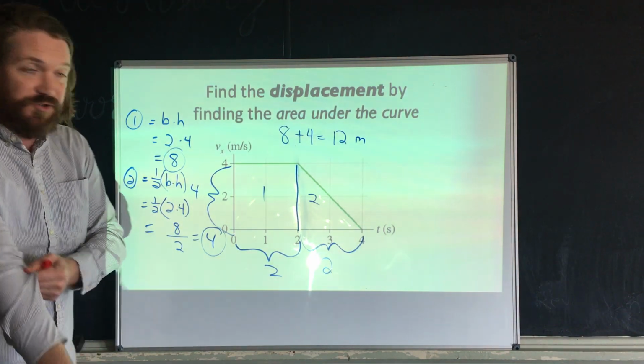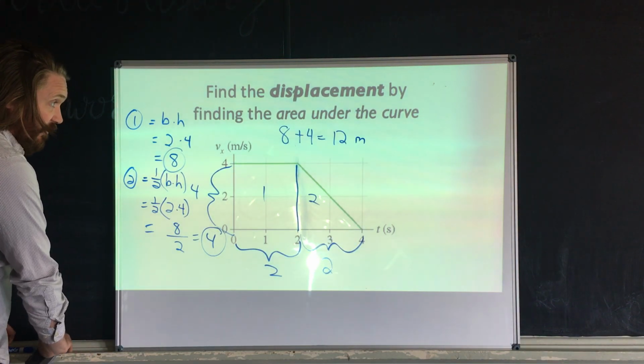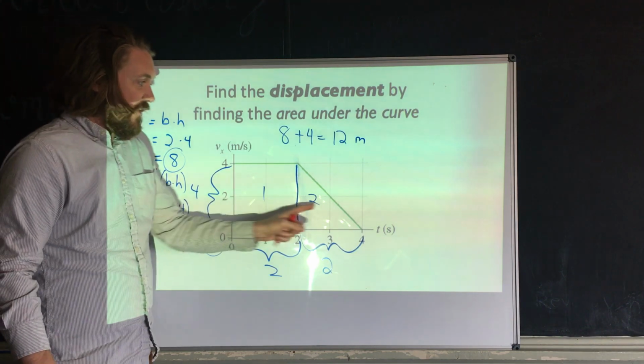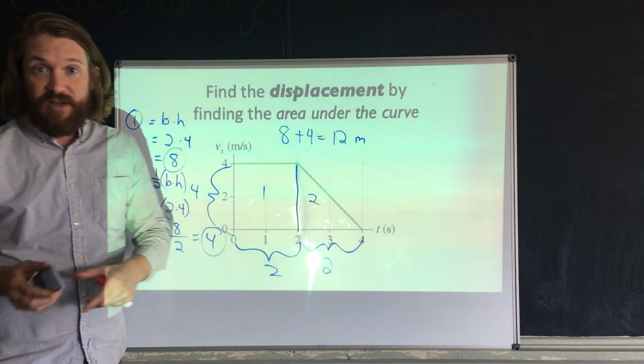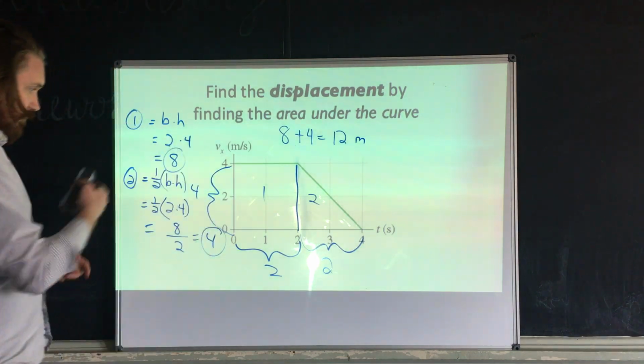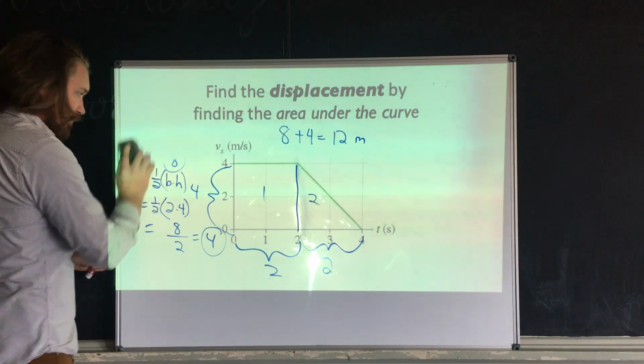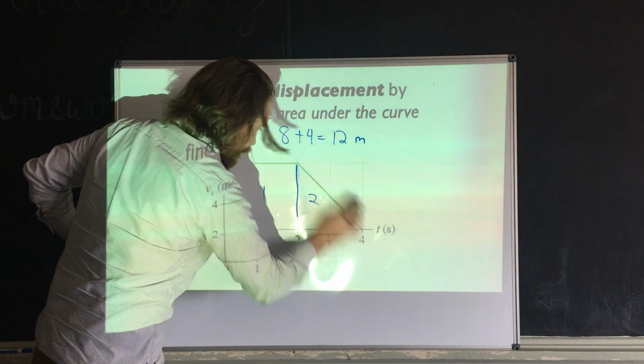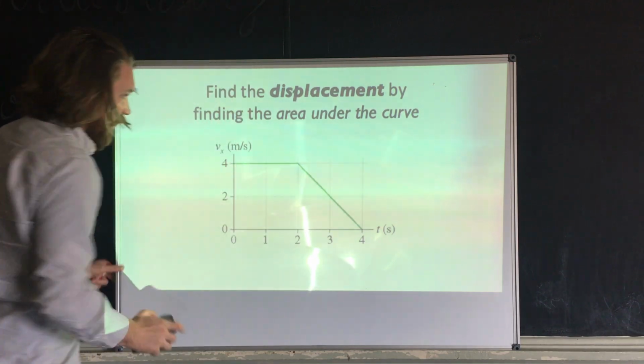This is one of my favorite tricks, okay? If you have a velocity graph, all you got to do is find the area of some triangles and rectangles and add them up. All right, let's do another one. Let's do one that's a little bit more difficult.